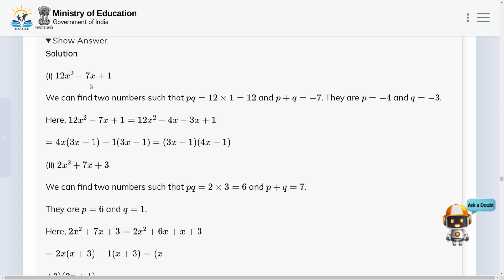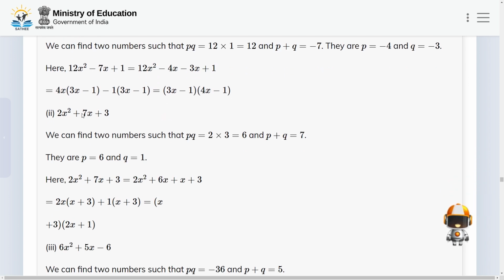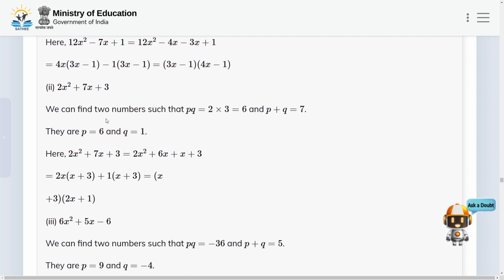So now let us factorize the quadratic polynomial 2x square plus 7x plus 3. Here we can find two numbers such that pq is equal to 2 into 3, that is equal to 6, and p plus q is equal to 7. So p is equal to 6 and q is equal to 1.